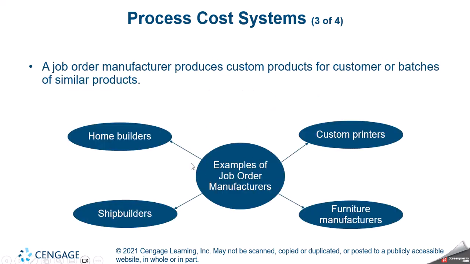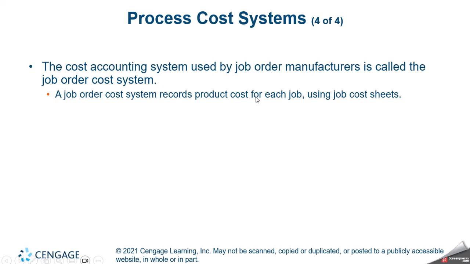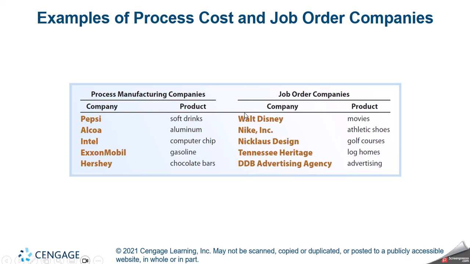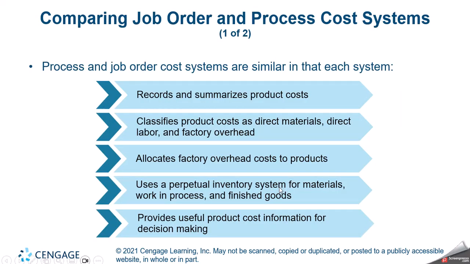Again, this is different than what we just did in the last chapter, where we had specific products that we were making and applying costs to them. Now we're going to use processes. So here are some examples: Pepsi, aluminum, gas, Hershey's chocolate bars. Those are all things you make continuously, versus our job order costing, where it is a specific movie, a specific design of shoe, a specific advertising company that we're working for.